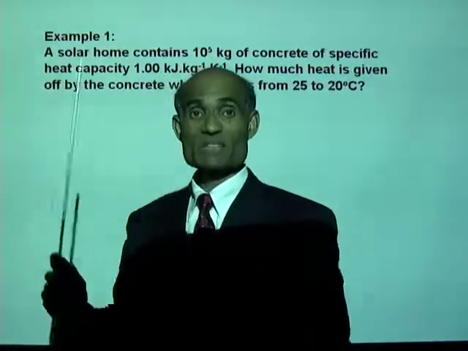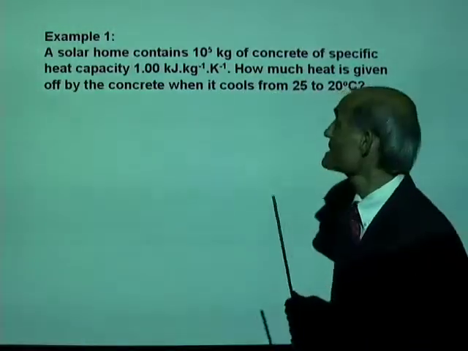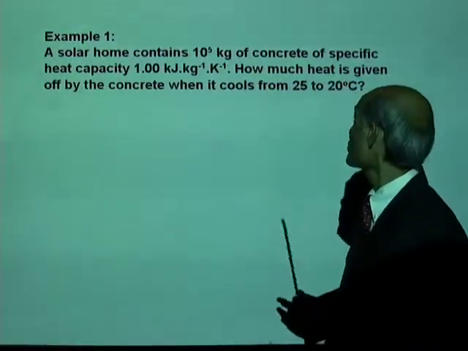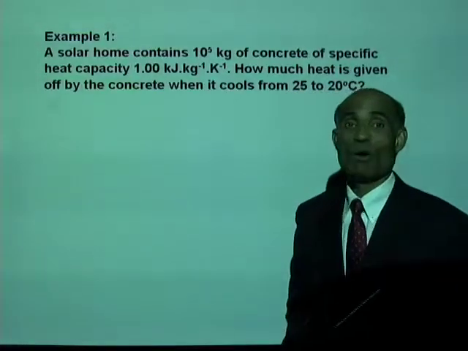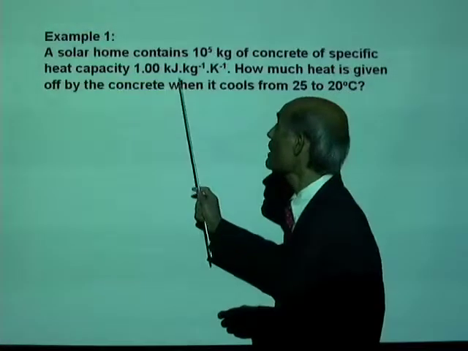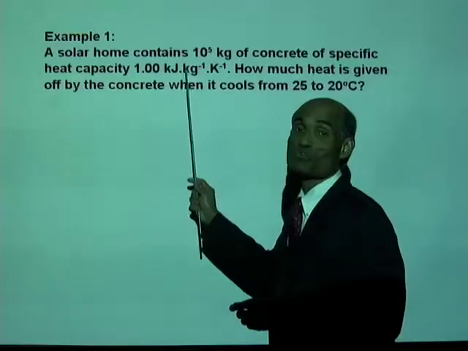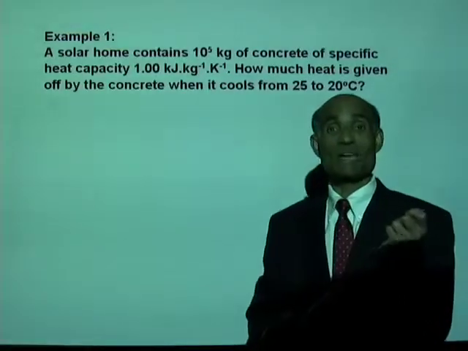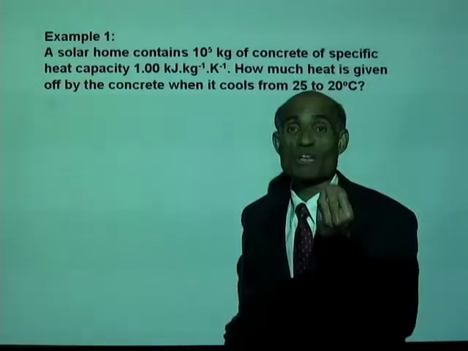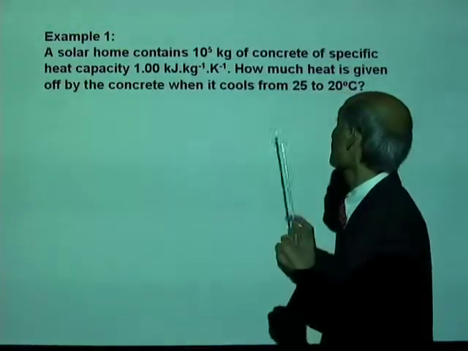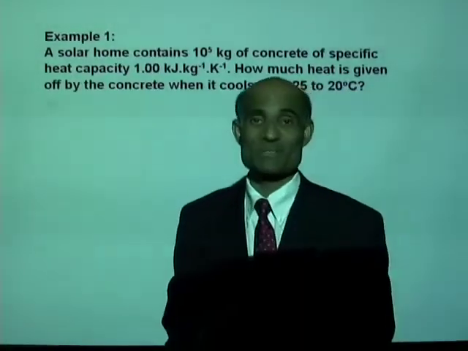Alright, let's start with example 1. A solar home contains 10^5 kilogram of concrete of specific heat capacity 1 kilojoule per kilogram per Kelvin, that is 1000 joules per kilogram per Kelvin. How much heat is given off by the concrete when it cools from 25 degrees to 20 degrees Celsius?